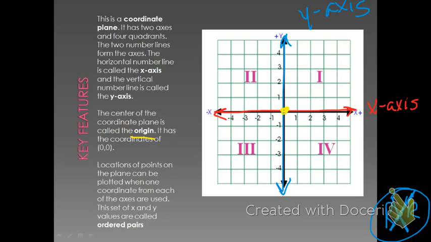Any point on this plane can be described with two numbers. The first number is its x-coordinate, and the second number is its y-coordinate from the origin. The origin is the only one that has the coordinate of 0, 0. These coordinates are called ordered pairs.